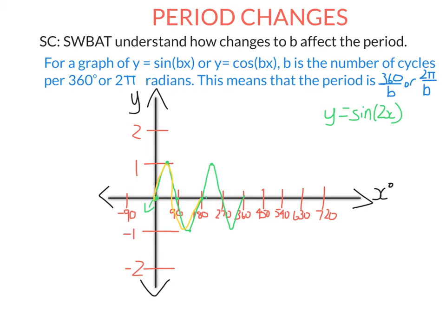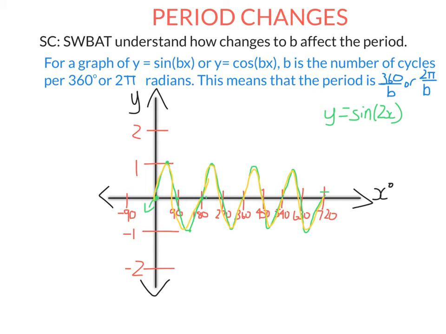Then the second cycle it completes is here. So it completes two cycles within 360 degrees. And if I were to keep going, the same thing would happen. It would complete another two cycles before 720 degrees. So we've got a cycle here and then another cycle here.